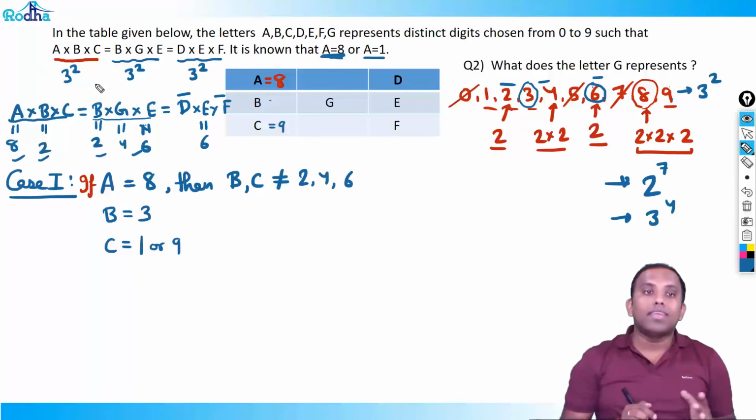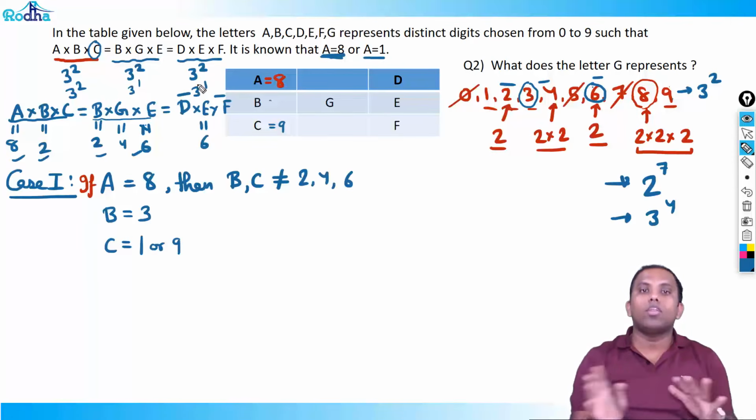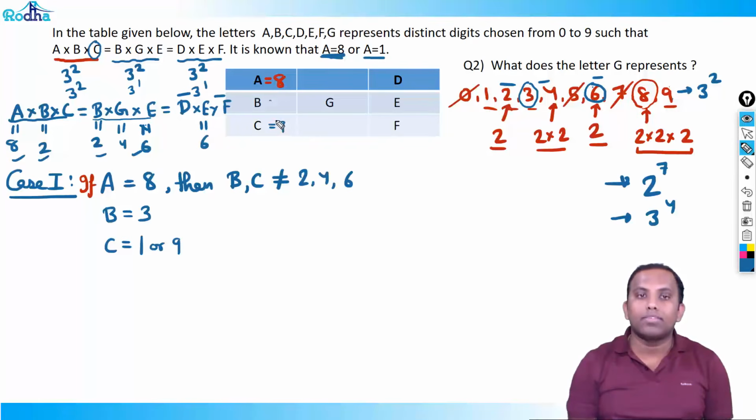But since I am putting two threes in the first term only, for that 2 of C, for the second and third term I am left with only one 3 here and one 3 here, since I am using 3 square here only for C. That means threes I cannot balance in all the three terms. That means C cannot be 9.